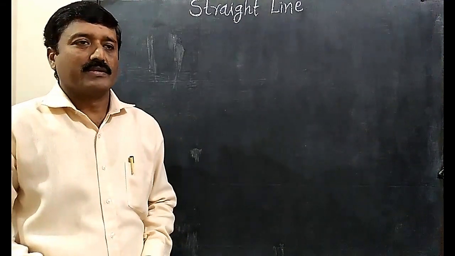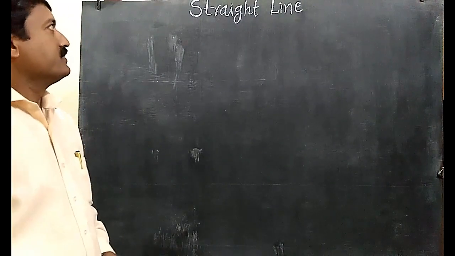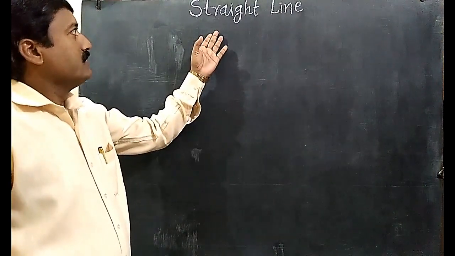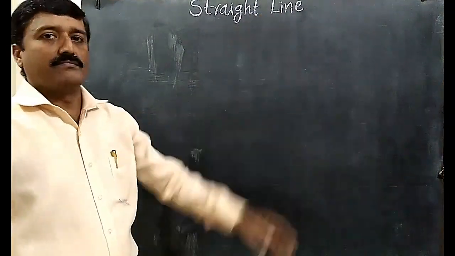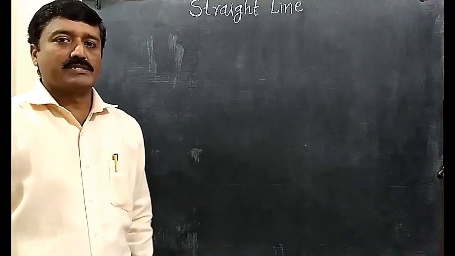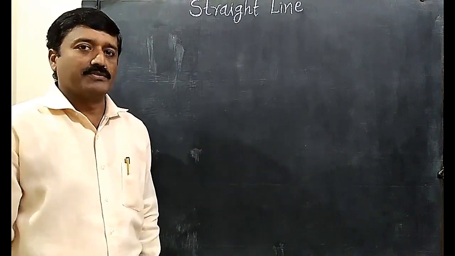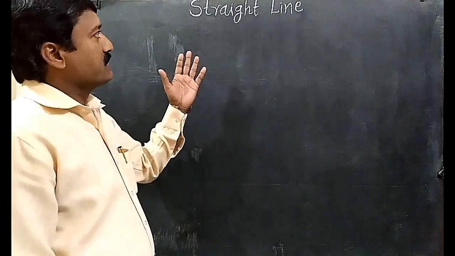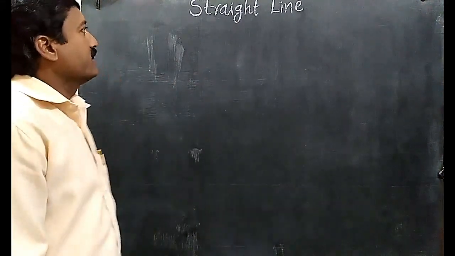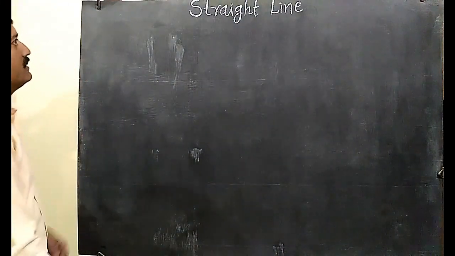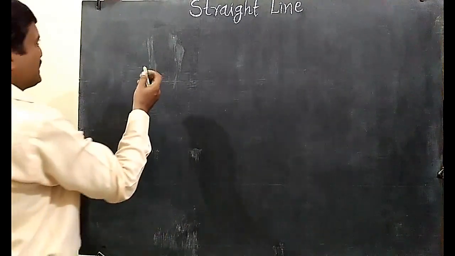Hello everyone. After learning the first part of our fifth topic, straight line, locus and shift of origin, we will move towards the second part of this straight line. In this second part, we will learn 7 concepts.